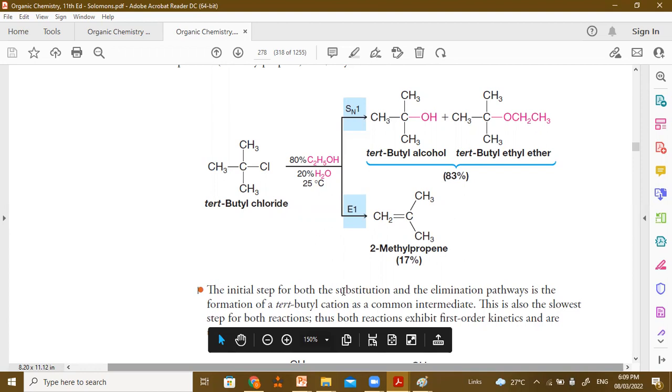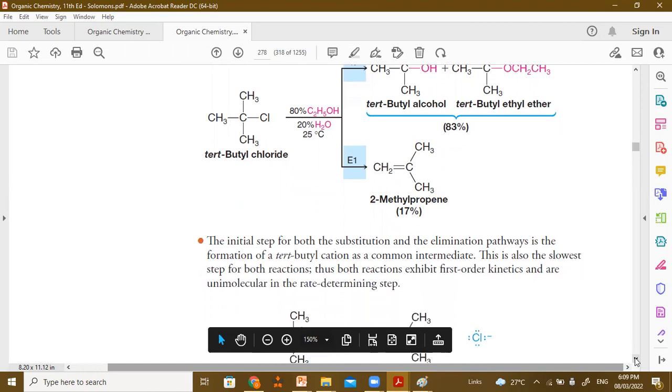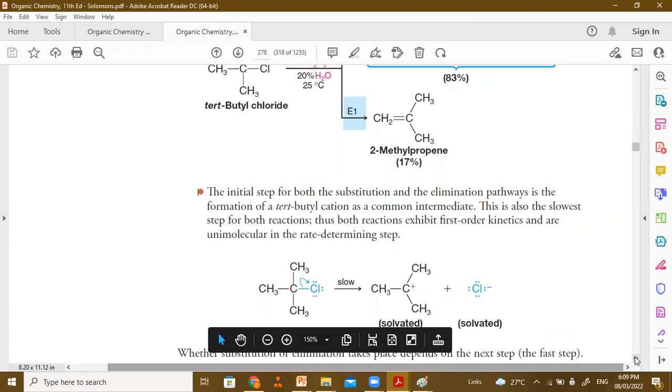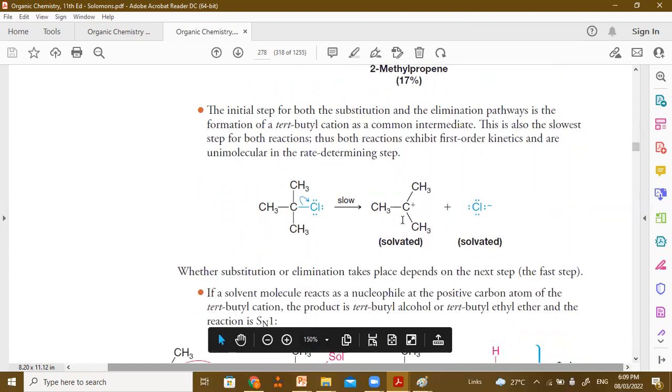So the initial step for both the substitution and the elimination reaction is, of course, always the formation of a carbocation. And then you have your carbocation formed here, and of course, your carbocation is being solvated.